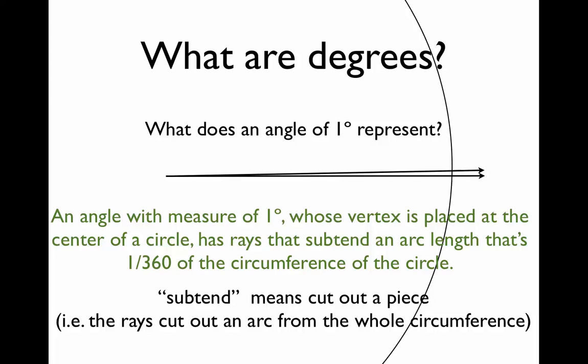So in the beginning, when we had circles, there's not something inherent about a circle that matches up with 360. The Babylonians picked that. Now there's a reason they picked 360. Does anyone know why they picked 360?